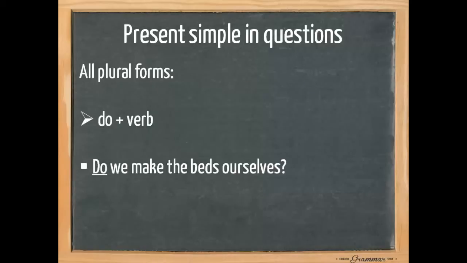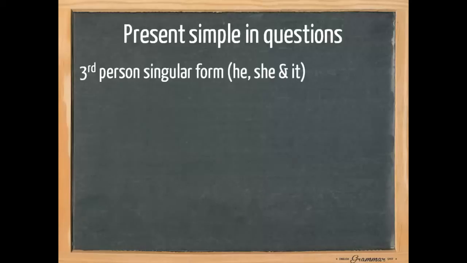Do we make the beds ourselves? Do you ride your bicycles? Do they work on the farm? For the third person singular form, we also use the auxiliary verb to do, but we conjugate it to does and the infinitive form of the verb.